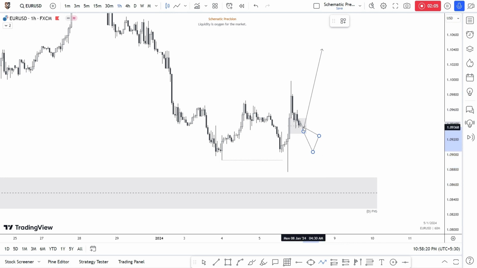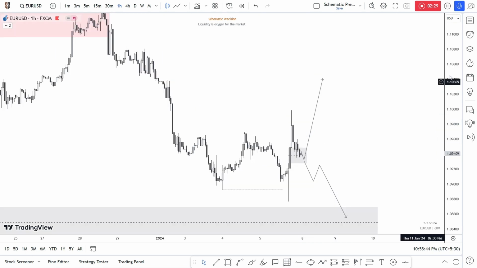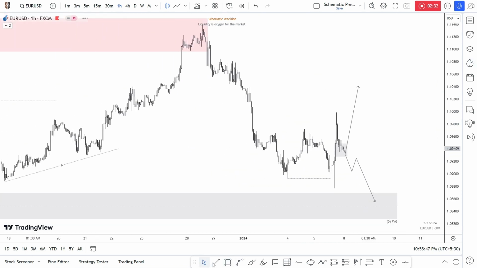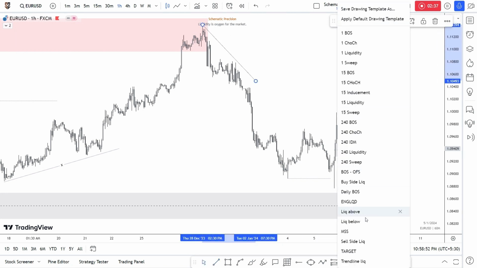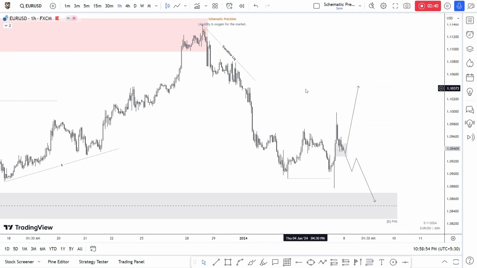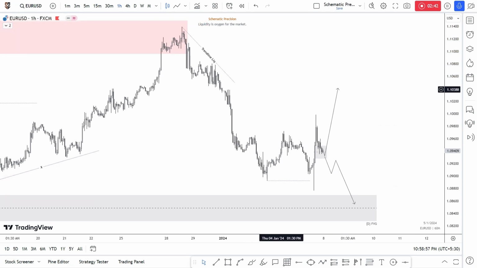So this is the key here. If this fair value gap holds, we are continuing higher. If this fails, market should come down to reprice itself under the daily fair value gap and to take the liquidity under the previous weekly low as well. So these are the two scenarios, and I'm expecting the first one to play out majorly and continue higher as we have liquidity resting above as well. So this is one of the scenarios in Euro USD.